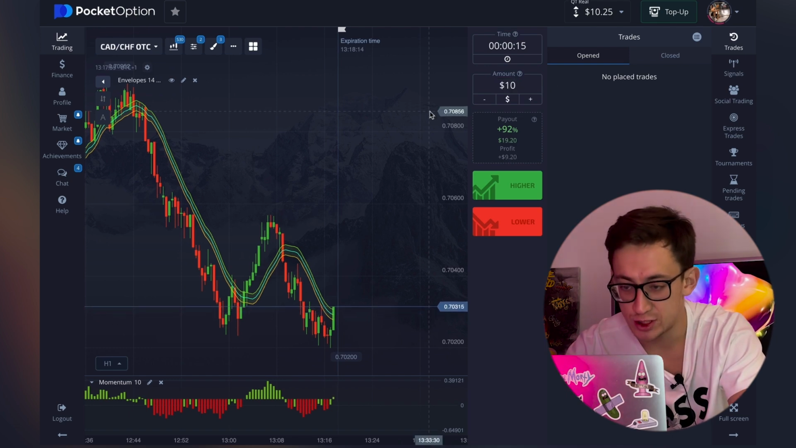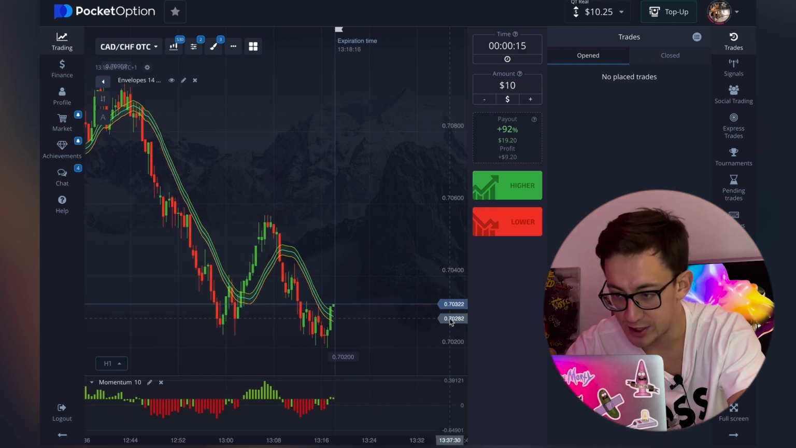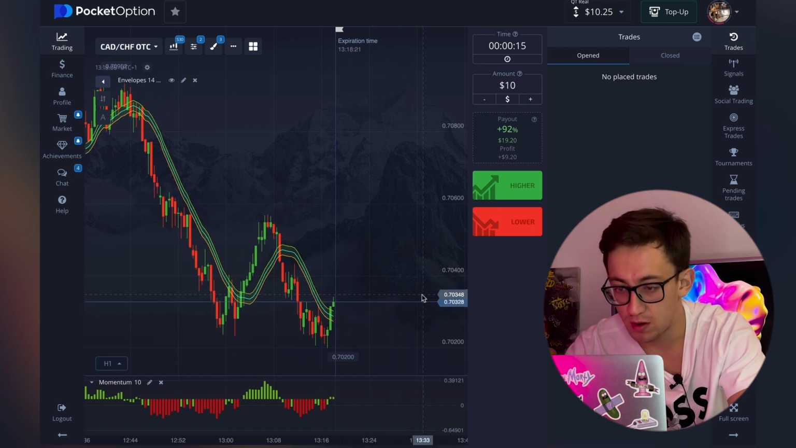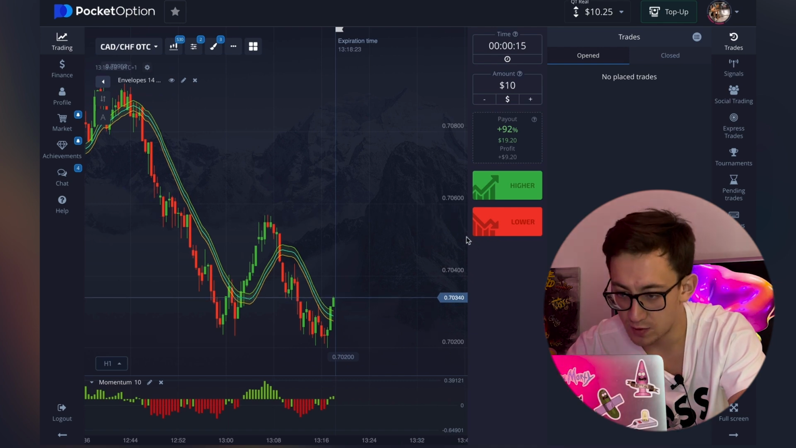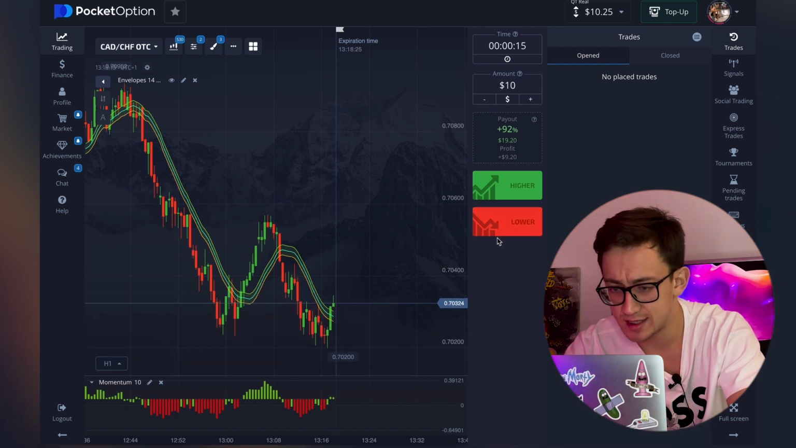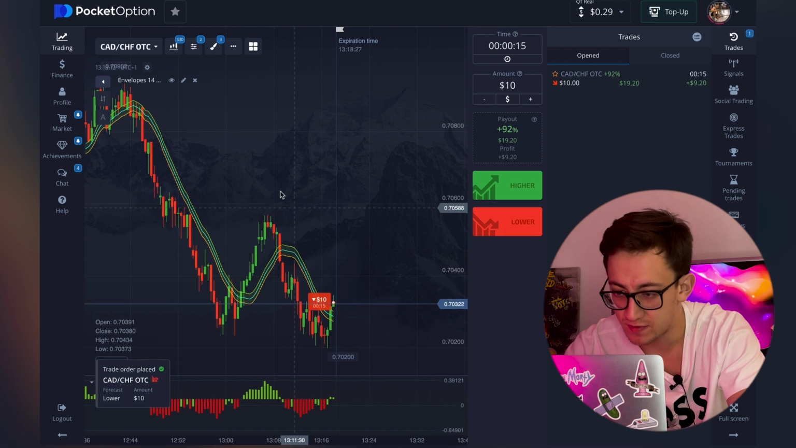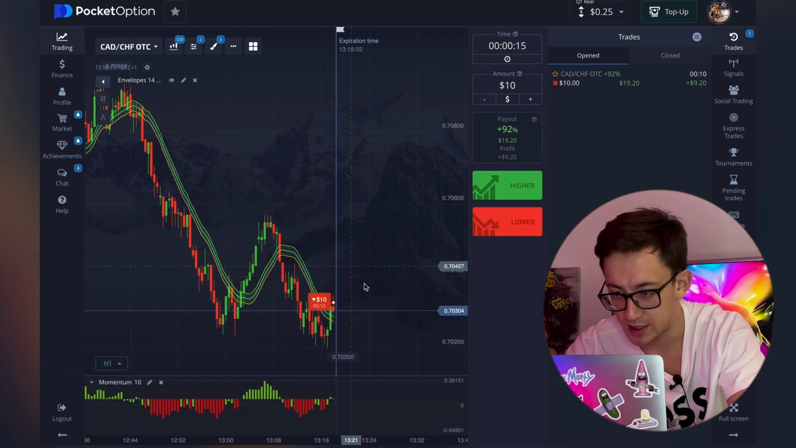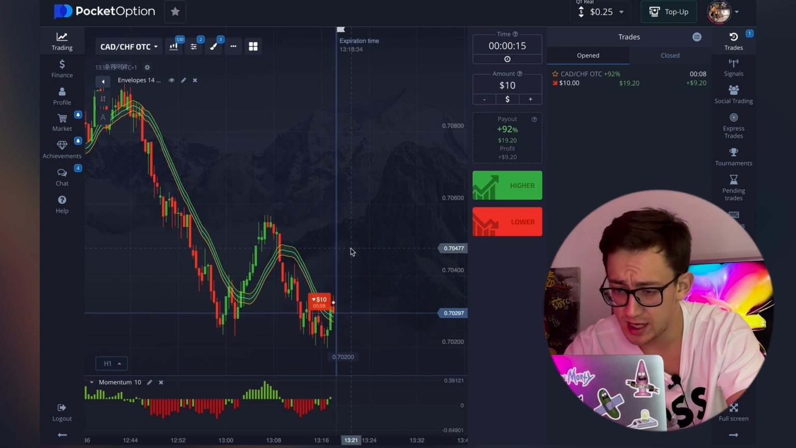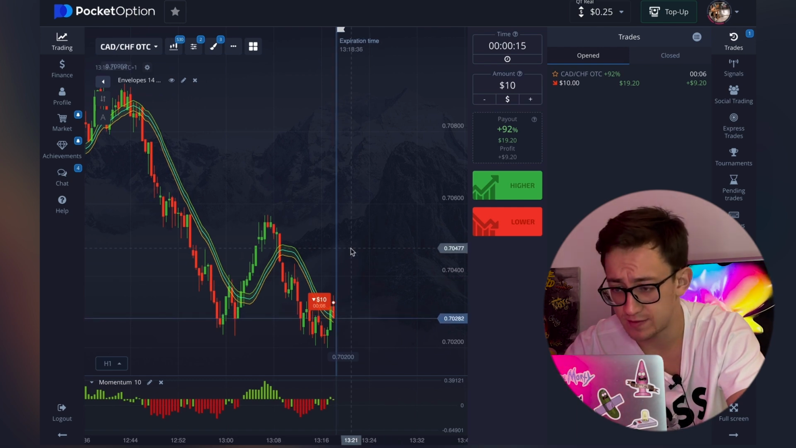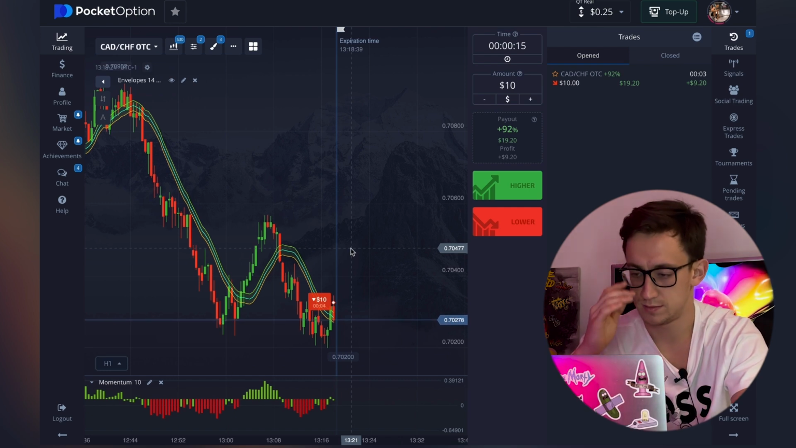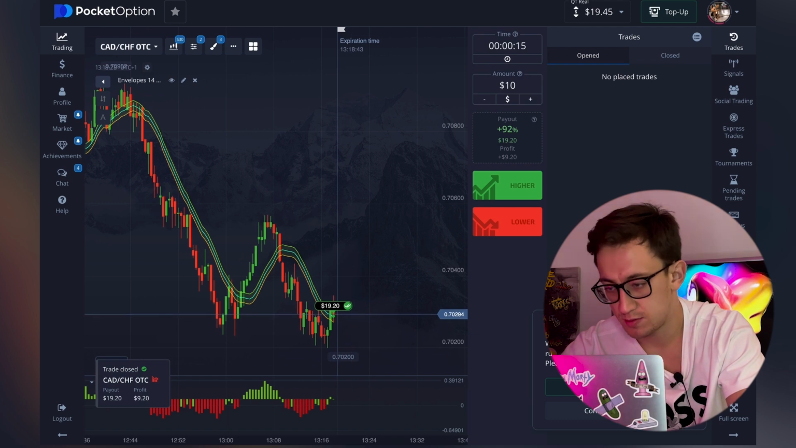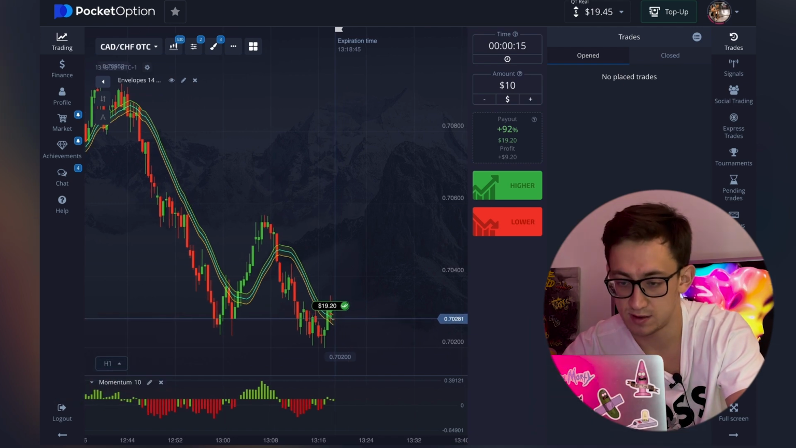So we see the chart, the Canadian dollar, Swiss franc, one of my favorite currency pairs. Here there are always nice volatile movements. We see that the Envelopes diagram shows the development of a bearish trend and the momentum histogram also signals a downtrend. I immediately enter the trade downward and wait for profit. Profit obtained. It is wonderful.